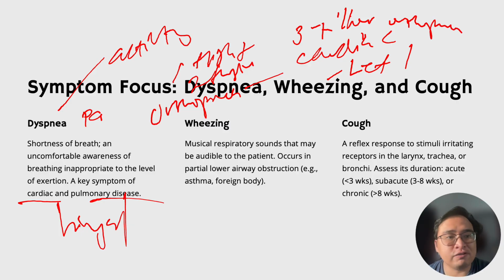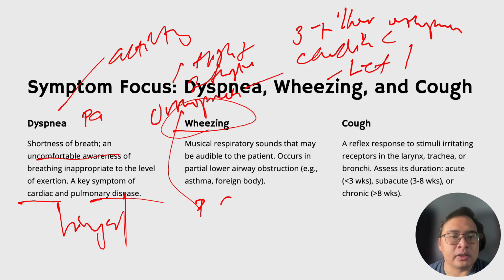In contrast, dyspnea is shortness of breath, an uncomfortable awareness, so there's some subjectivity there, right? But wheezing is objective because it could be audible not just to the patient but also to an external observer. These are musical respiratory sounds. So you commonly see this among patients with asthma, as well as foreign body obstruction.